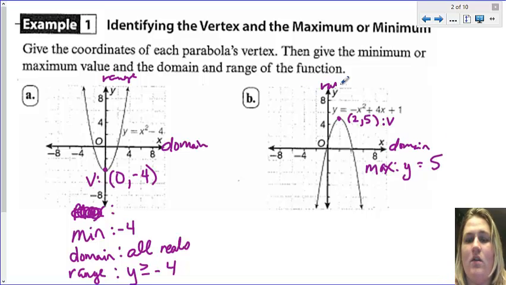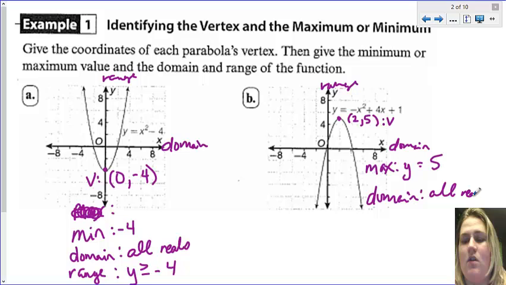Okay, so the domain on this one is getting wider in both directions. So the domain, again, is going to be all reals. And the range is going to be y, and it has to be 5 or less because it's going down from 5, okay? So it has to be less than or equal to 5. Final answer.